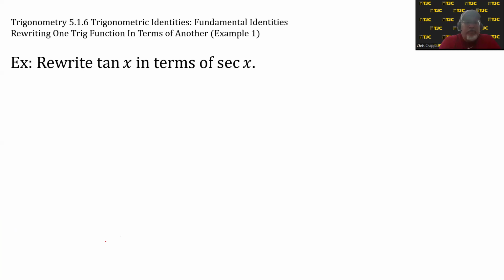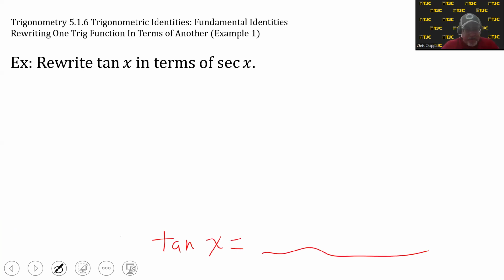In this problem, we want to rewrite tangent of x in terms of secant of x. In other words, we want to end with something that looks like tangent of x equals some function of secant of x. So how can we do that?